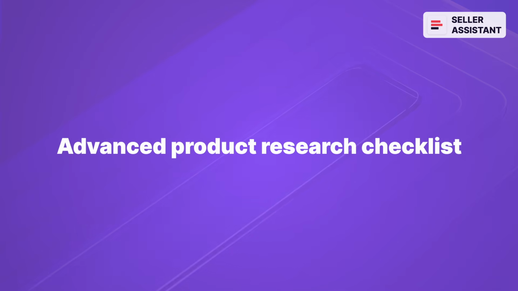To simplify this process, we will use an advanced product research checklist and make sure the product meets all criteria on that checklist. If it does, that's a profitable deal you can sell without hesitation. The Advanced Product Research Checklist is a set of criteria we developed at Seller Assistant to help you make sure your deals will bring money and don't have any hidden risks or flags.